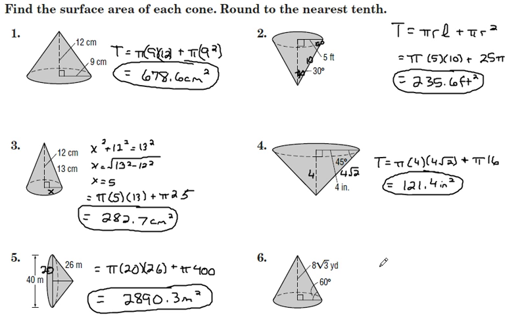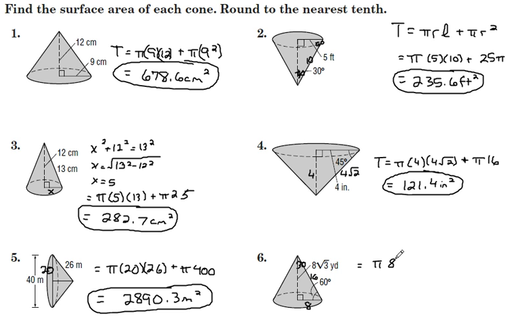There we go. 6, we have pi times the radius. Now we got to figure out the radius. 30, 60, 90 triangle. The long side is 8 radical 3. Short side then would be just plain old 8. And the hypotenuse or slant height is twice 8, 16. So there's our measurements we need.